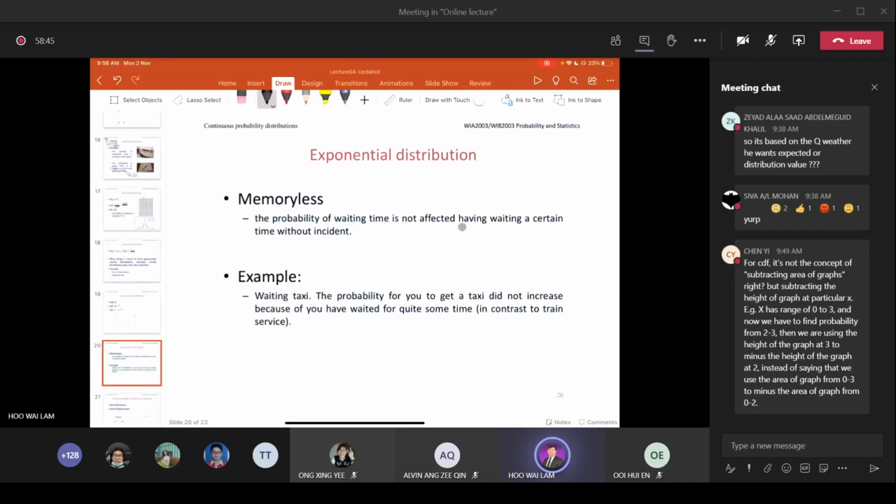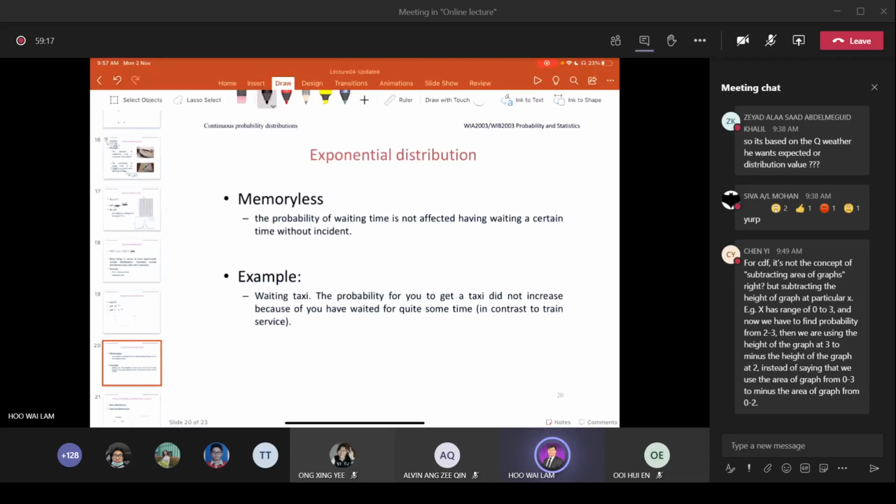The probability for waiting time is not affected by having waited a certain time without incident. So this one is actually an example on waiting for a taxi, you still recall. Waiting for buses and waiting for taxis is different, because the bus has a schedule. So in that case, it's assuming that your schedule of bus is going to come every 15 minutes. After you wait for 8 minutes, there's a very high chance that within the next 7 minutes you will get the next bus.